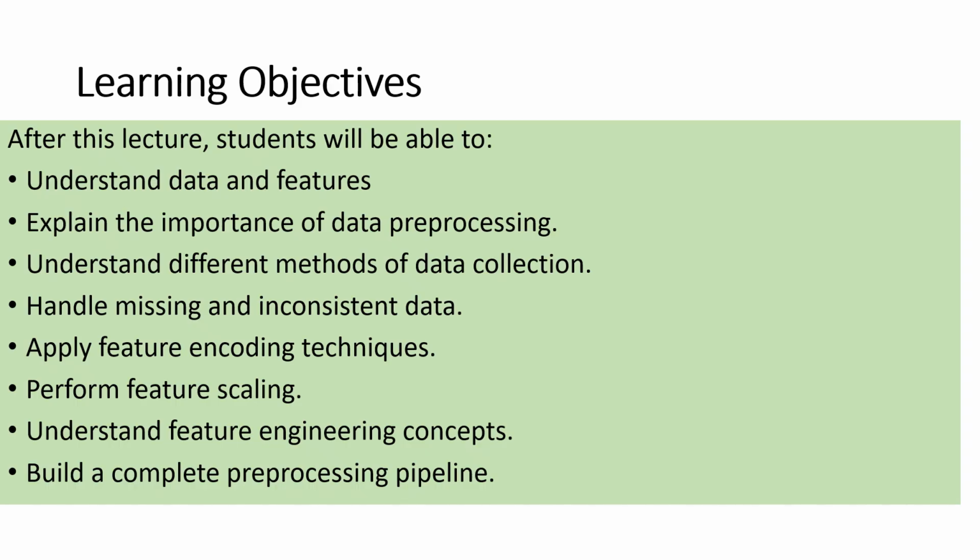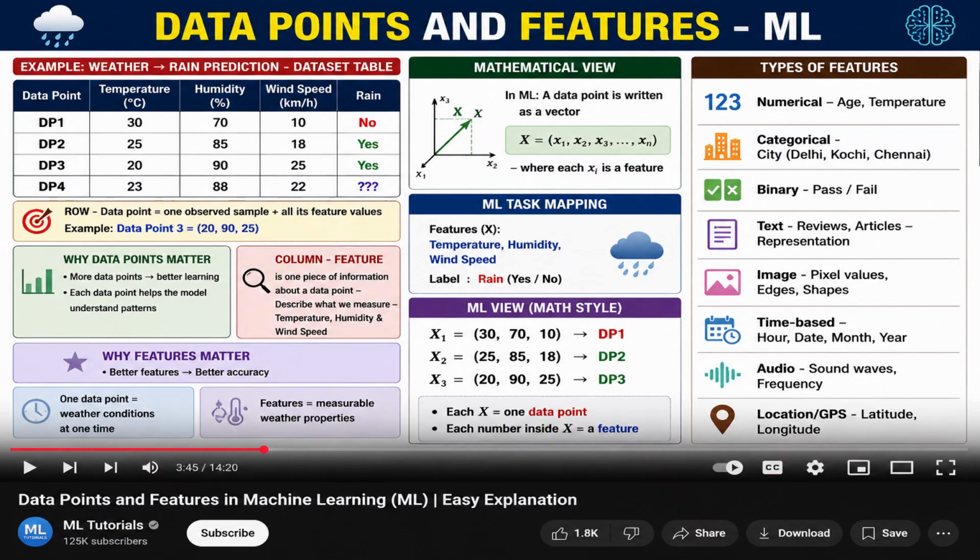Now let's look at the learning objectives. You must first understand what you mean by data and features, the importance of data preprocessing, different methods of data collection, and then missing and inconsistent data, feature coding, encoding and feature scaling methods, feature engineering concepts, and the complete pipeline. So before we go into data preprocessing, let us talk about data points and features.